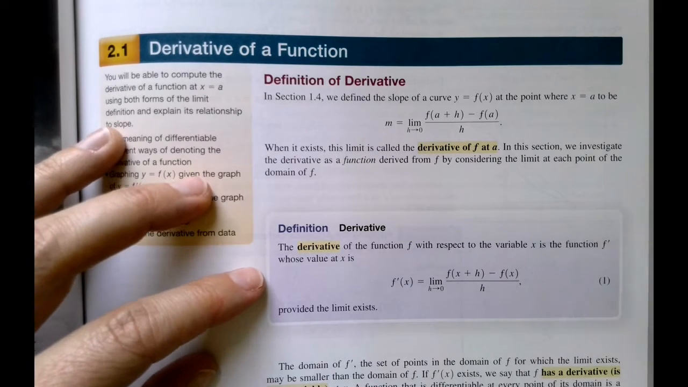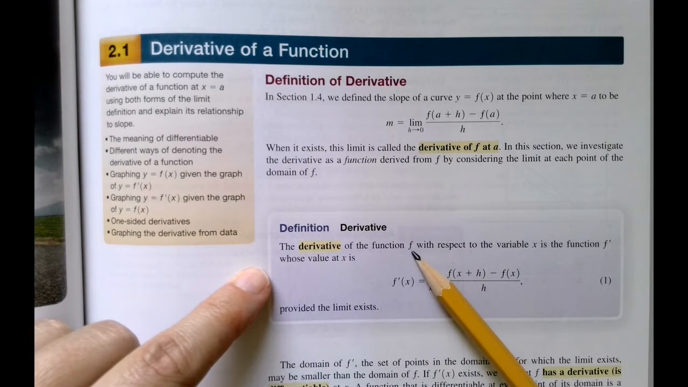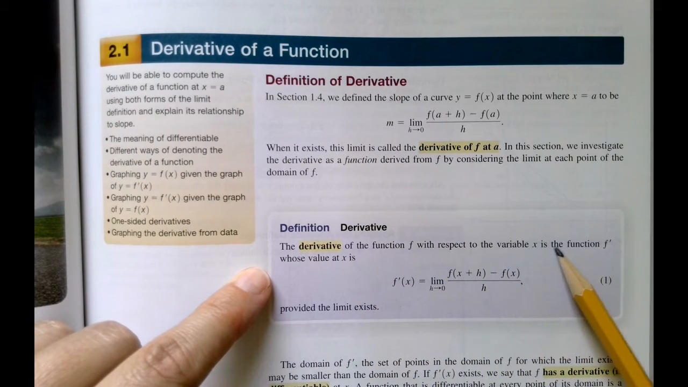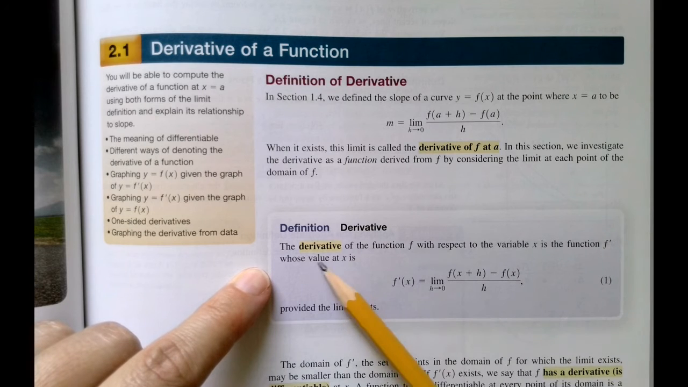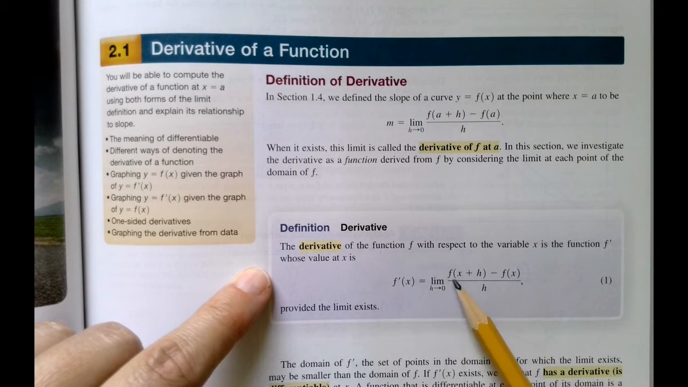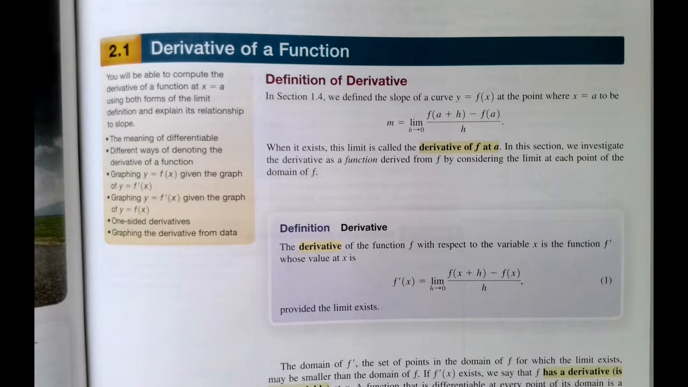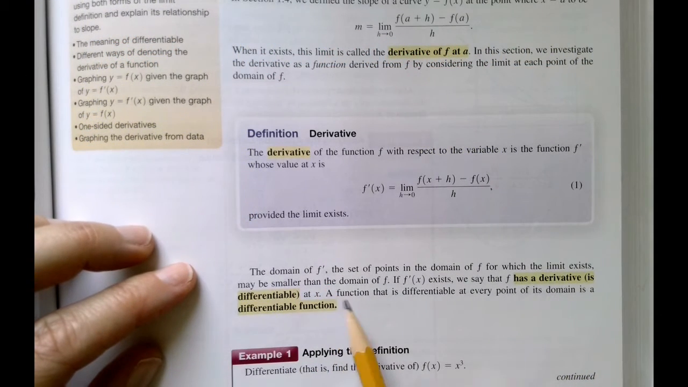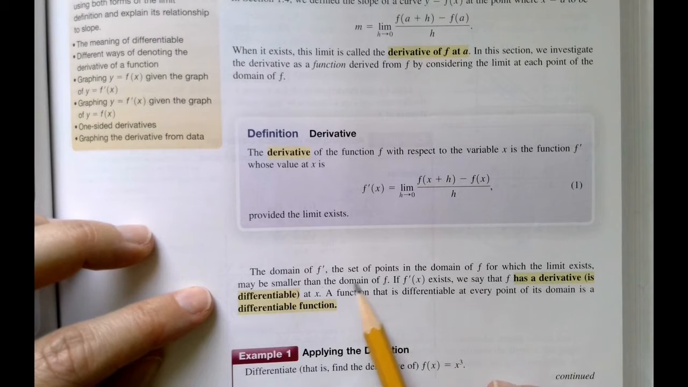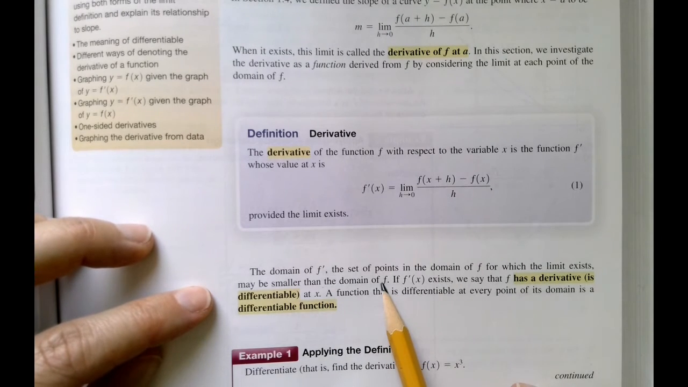So, what is a derivative? The derivative of a function f with respect to the variable x is the function f prime, whose value at x is f prime of x equals the limit of f of x plus h minus f of x, all over h, as h approaches 0, provided the limit exists. The domain of f prime, the set of points in the domain of f for which the limit exists, may be smaller than the domain of f. So in other words, the domain of your derivative could end up being smaller than the domain of the original function it comes from.